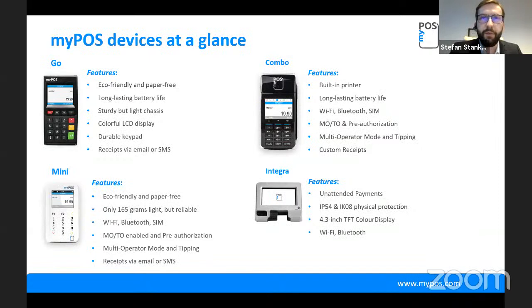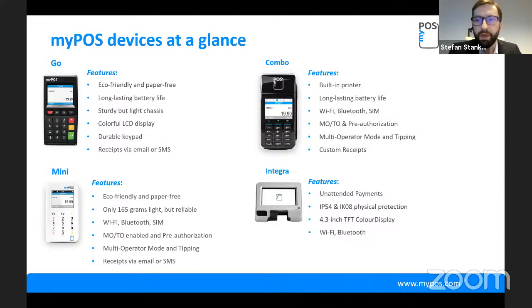David mentioned the terminals, so I can dig a little deeper on this one. We've got eco-friendly terminals that are integrated with SabeeApp, and we've also got the traditional payment terminal which prints receipts for the customer. These are all mobile terminals. They are connected via GPRS, so you can carry them around in the hotel. They're not fixed. And we've also got the MyPOS Integra, which is an unattended payment terminal.